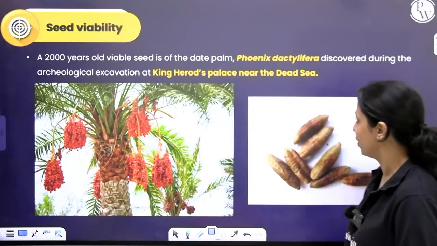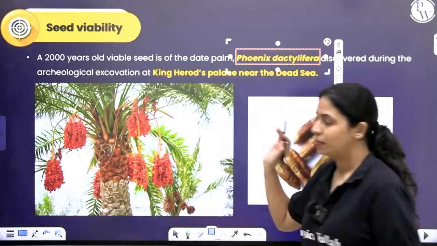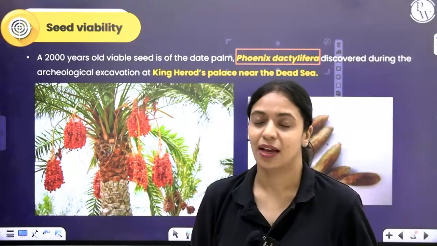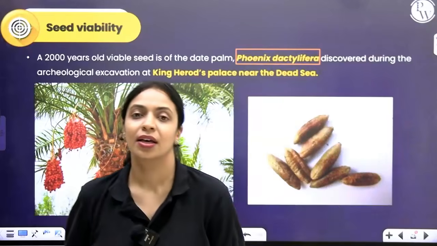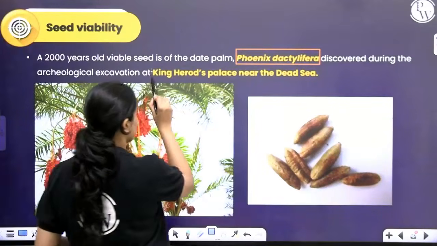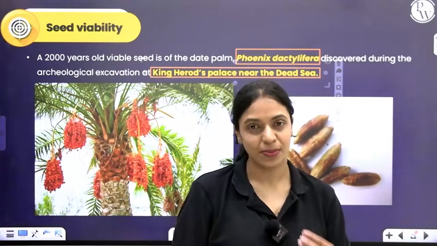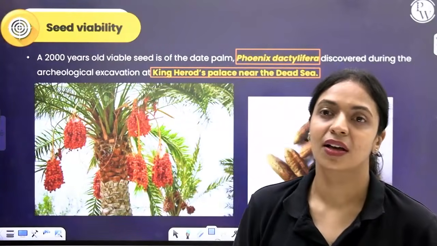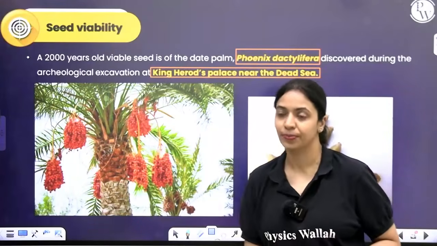Another example is Phoenix dactylifera, which is our date palm. A seed that was 2,000 years old was discovered during an excavation from near King Herod's palace near the Dead Sea. This also germinated after an estimated 2,000 years. So some species of seeds have the capacity to retain their viability for such a long period. All right.